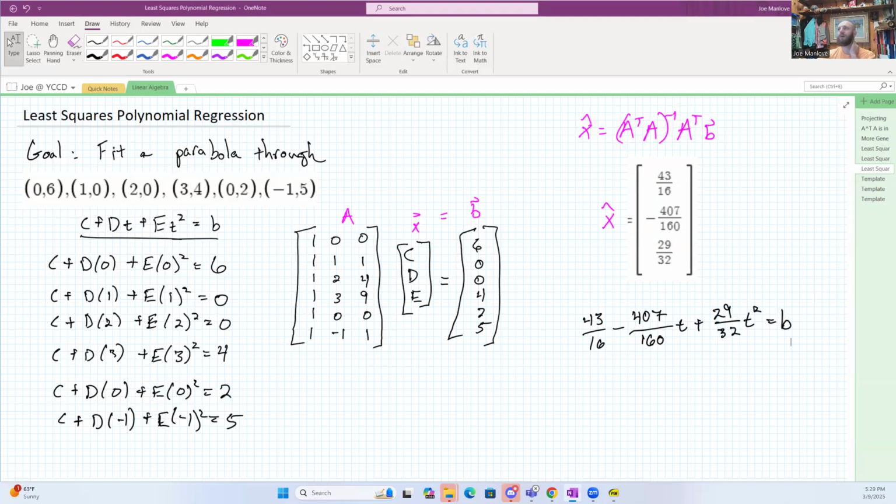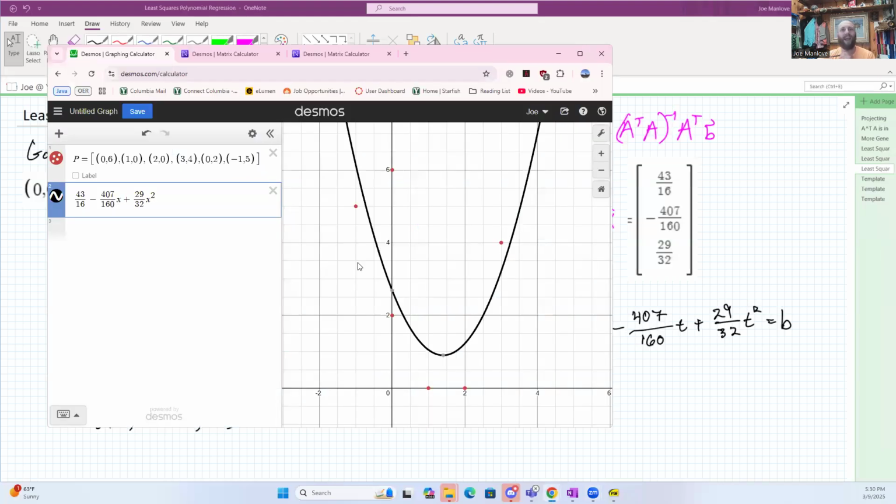So our next step is we're going to plug this into Desmos and just double check what it looks like. So I punched that in, and here's what I've got. That actually looks pretty decent, honestly. It's not going through any of the points, but if I had to guess what a parabola through that looks like, that is pretty close to what I would have guessed, which is always interesting. Humans are actually pretty good at this.